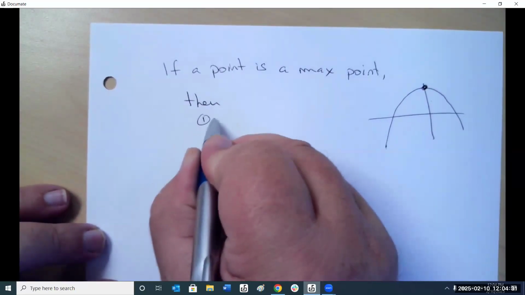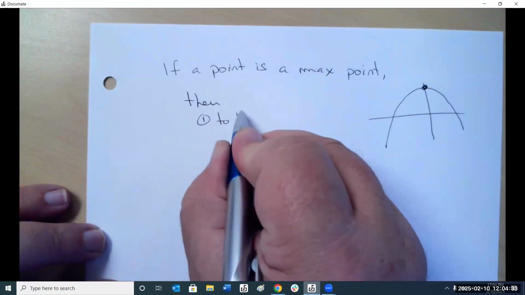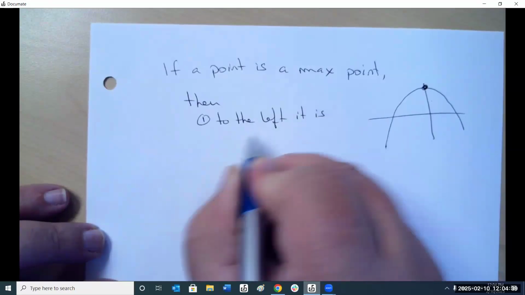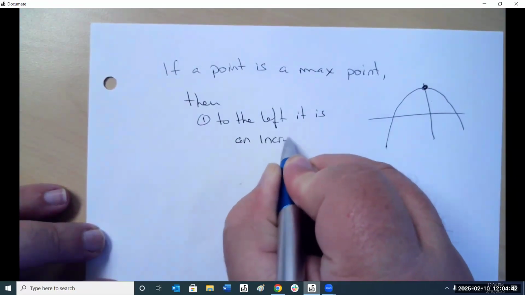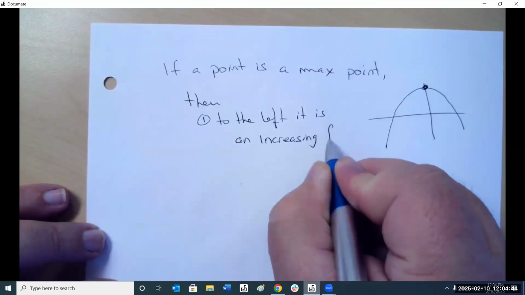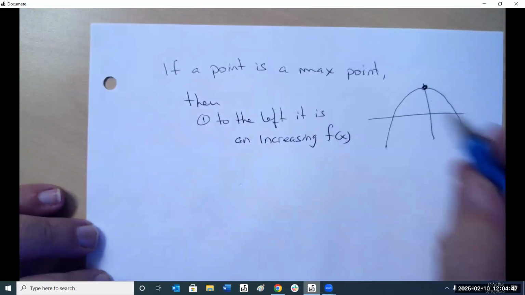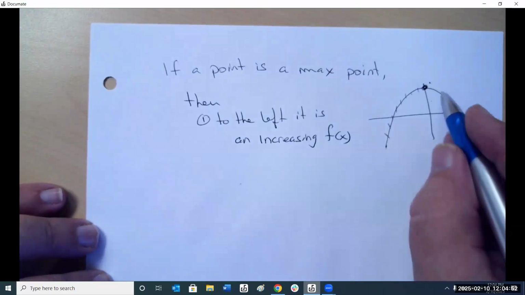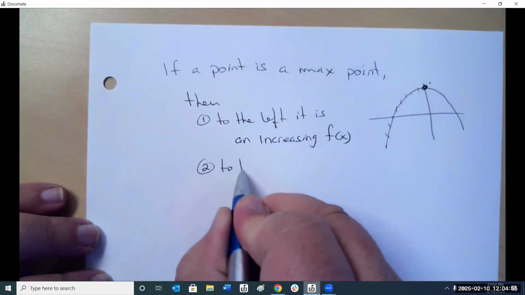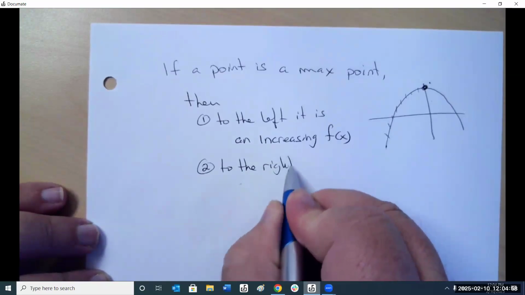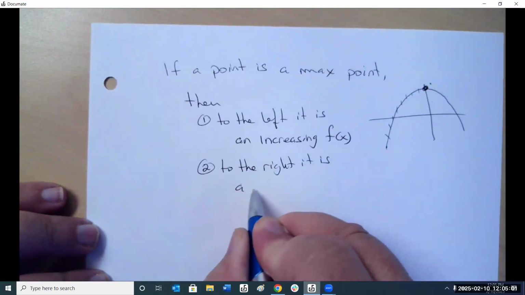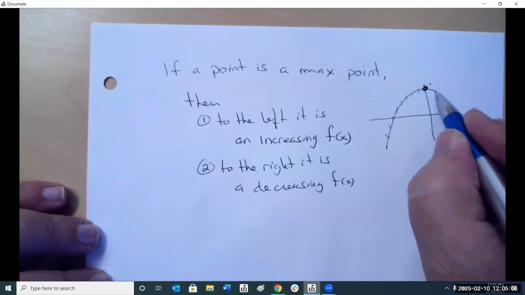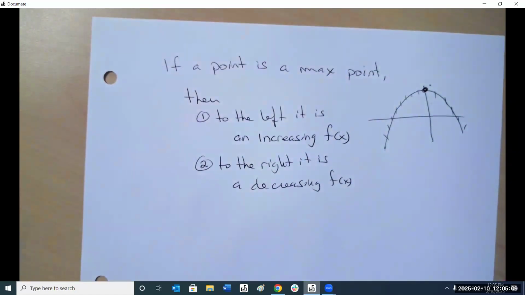Then, to the left, it is an increasing function, because if that's a maximum, it has to climb up to get there. And then to the right, it is a decreasing function. It has to be going down now, so it's decreasing.